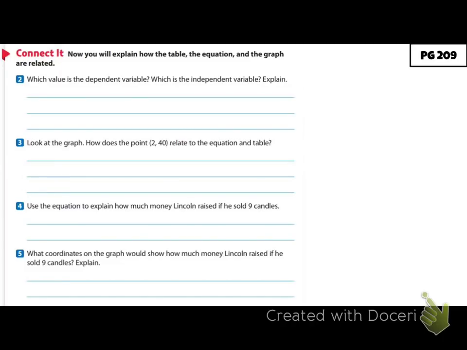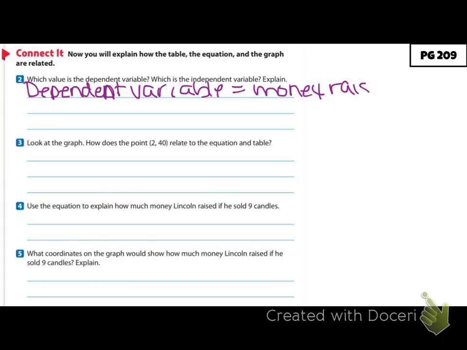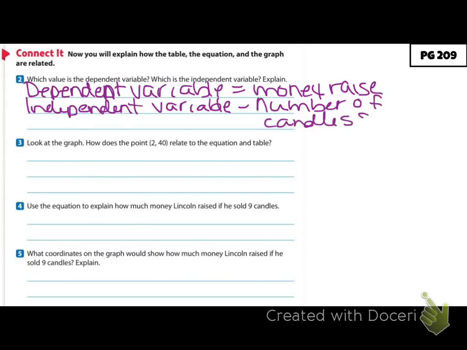So let's answer some questions. Number 2 says, which value is the dependent variable? Which is the independent variable? And then explain. So our dependent variable would be the money raised. The dependent variable is the money raised because it depends on how many candles were sold, which is the independent variable. Okay, and now that would be your explain. The dependent variable depends on the independent variable. So the money raised depends on how many candles were sold.